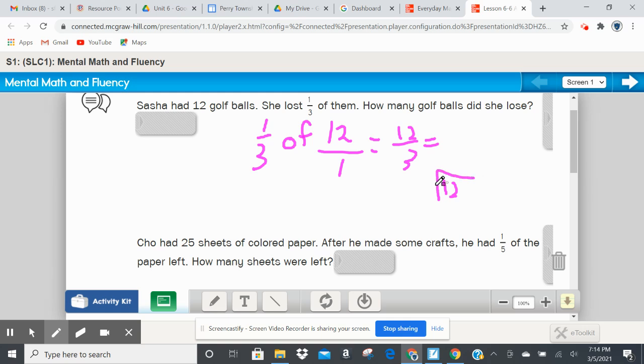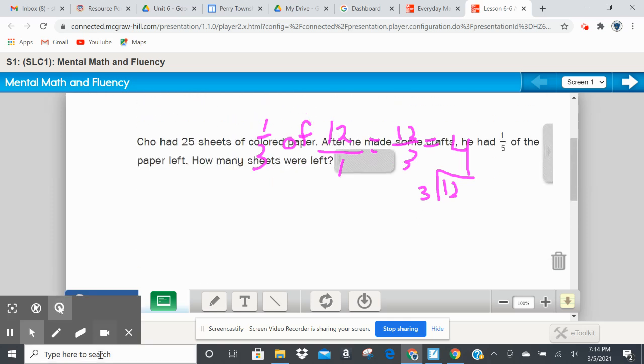What is 12 divided by 3 equal? 4. So there are 4 lost golf balls. Let's reveal our answer. There it is, 4 golf balls. Let's see if you can do the second one on your own.